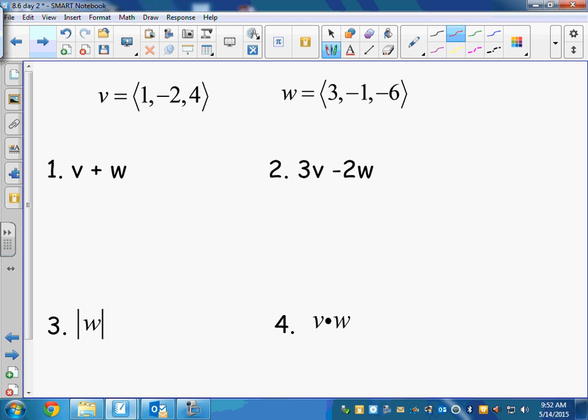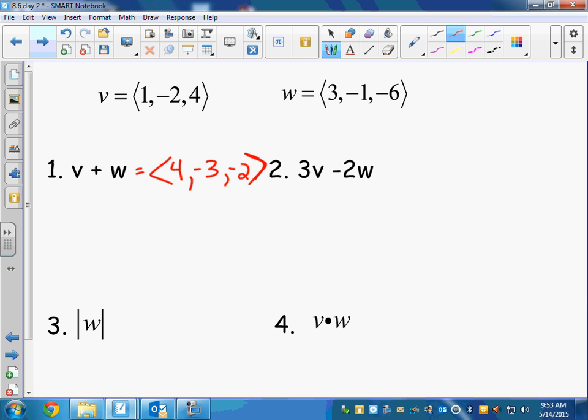If I gave you 2 vectors, I want to know that you can do these operations. Very similar to the stuff that you had to do on the last test with 2 dimensions and vectors. So if you add them, you just add them. 1 plus 3 is 4. Negative 2 plus negative 1 is negative 3. And 4 plus negative 6 is negative 2. You do need to use the pointed arrows as opposed to parentheses, because that lets people know that it's a vector and not just a point.